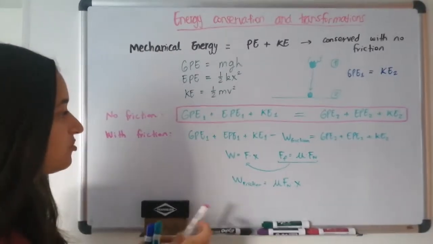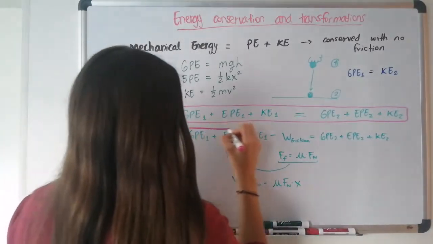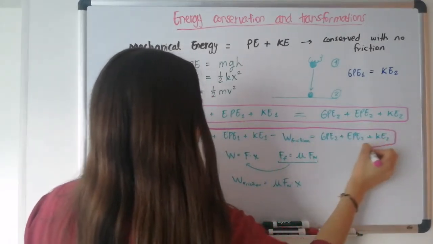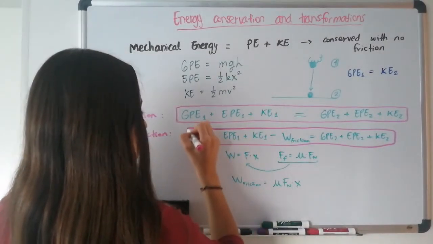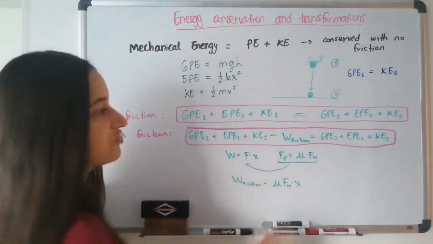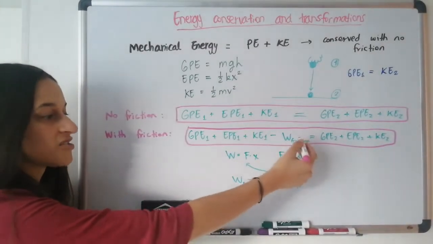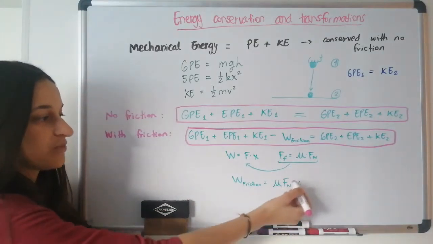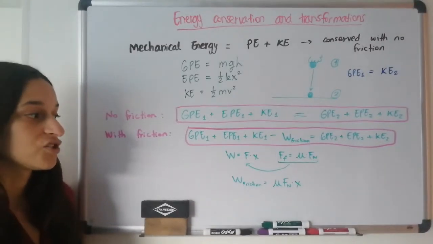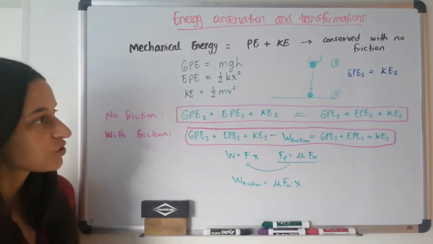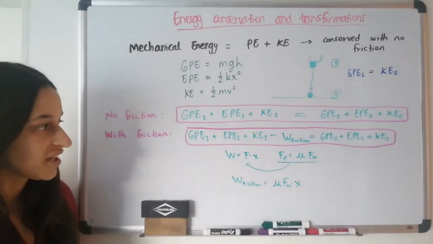So this is going to be our big equation when there is friction. This is the one that we're going to use when there is friction. And this is going to give us that the energy at the end is less than the energy at the beginning because some of it was lost. How much of it? Mu times normal force times the distance that it traveled. So using this, we're going to do a second example.